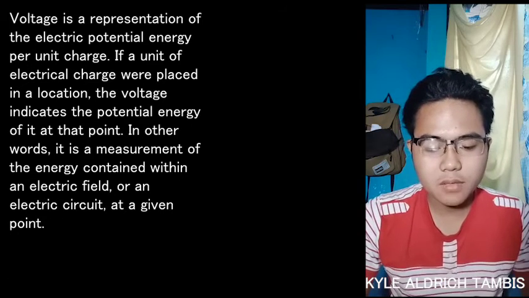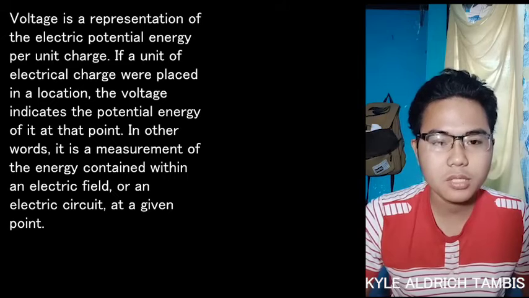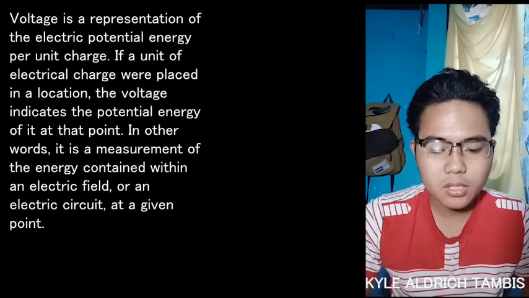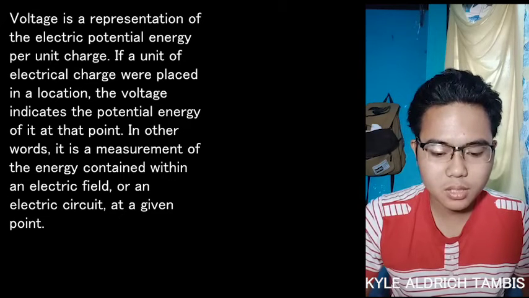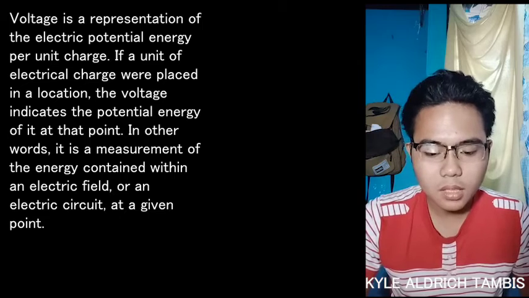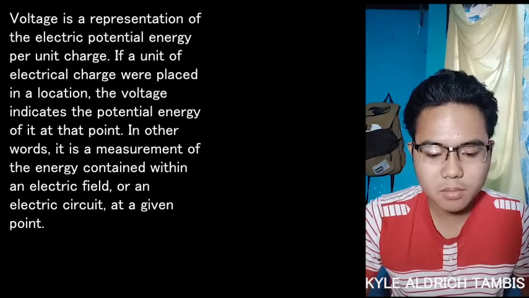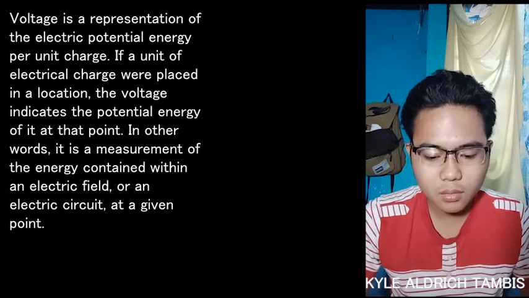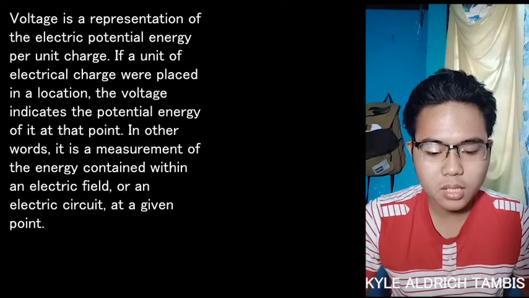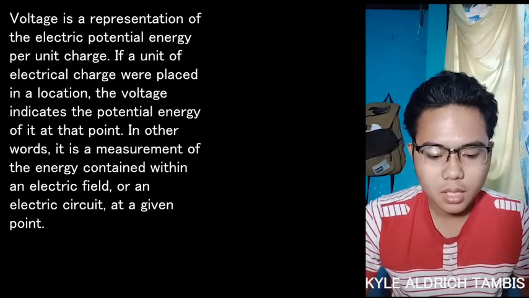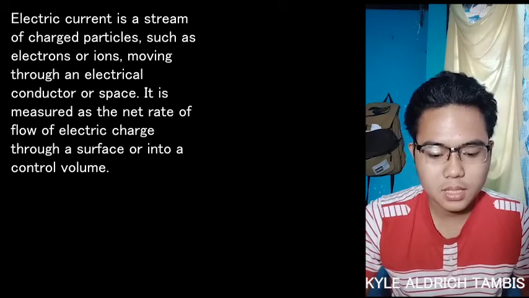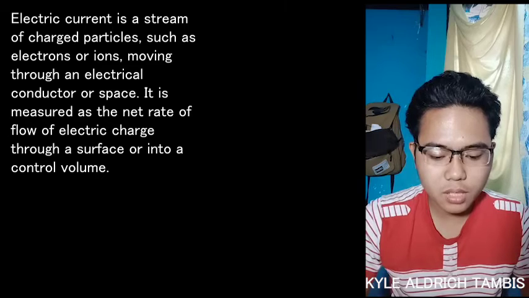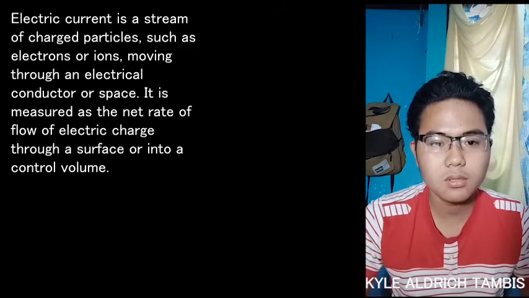Voltage is a representation of the electrical potential energy per unit of charge. If a unit of electrical charge were placed in a location, the voltage indicates the potential energy of it at that point. In other words, it is a measurement of the energy contained within an electric field or an electric circuit at a given point. Electric current is a stream of charged particles, such as electrons or ions, moving through an electroconductor or space. It is measured as the net rate of flow of electric charge through a surface or into a controlled volume.